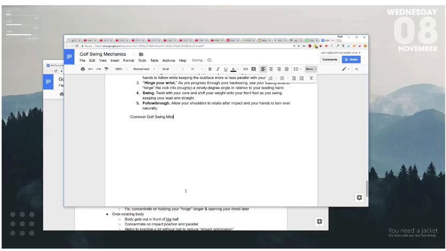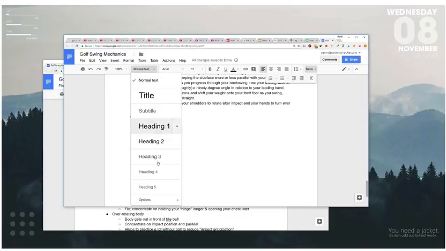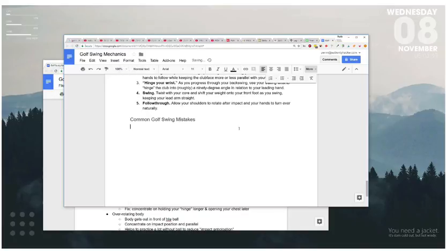Common golf swing mistakes. This is heading 3. Here too, we could spend days talking about golf swing mistakes, since it's more or less impossible to cover every mistake.